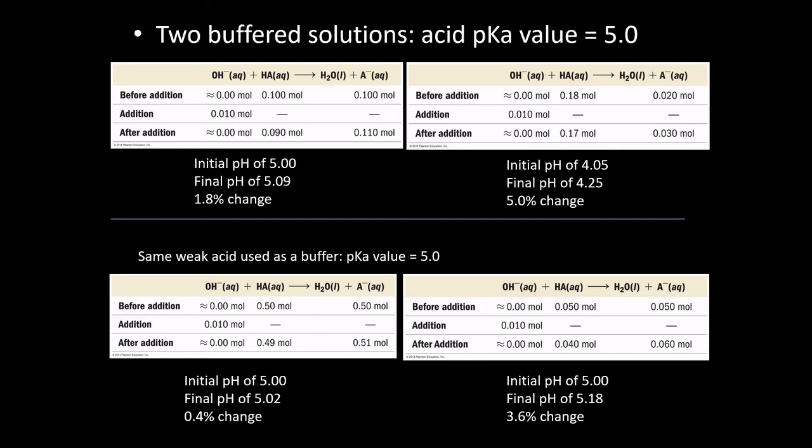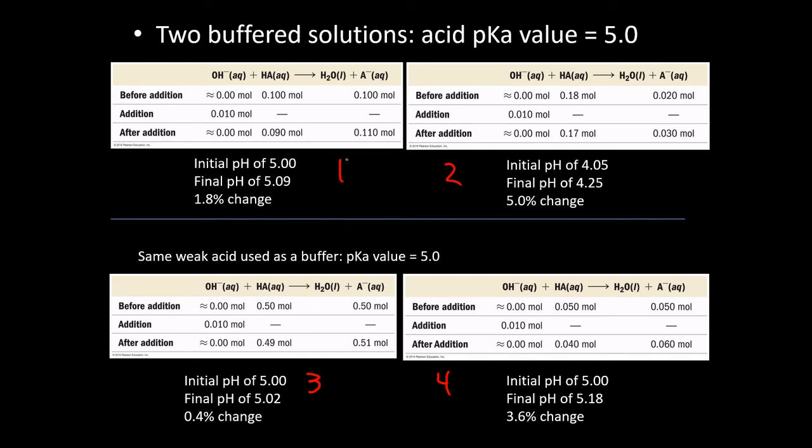So let's look at a couple examples here. This is kind of a busy slide, but hopefully I can parse it out for you. So we have 2 buffered solutions in both of our examples here, and we're using the exact same acid in all 4 of these example solutions. So we have 1, 2, 3, and 4. We have 4 different solutions here, but we're going to be comparing 1 and 2 and 3 and 4. There's not really a use for comparing between the two pairs here.